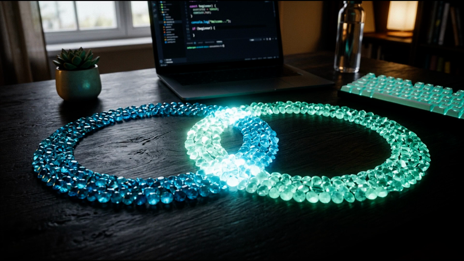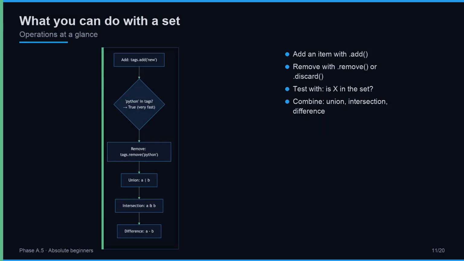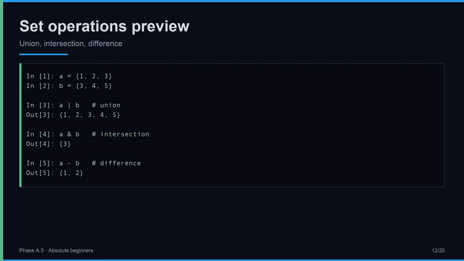Old friends from mathematics. When you work with a set, 4 kinds of operations come up. You add an item with the add method. You remove with remove or discard. You test whether an item belongs with the in keyword. And you combine 2 sets using mathematical operations: union to merge them, intersection to find what they share, and difference to find what one has that the other lacks. These last 3 come from school mathematics. Today we preview them, the next lesson goes deep on each. Add, remove, test, combine.